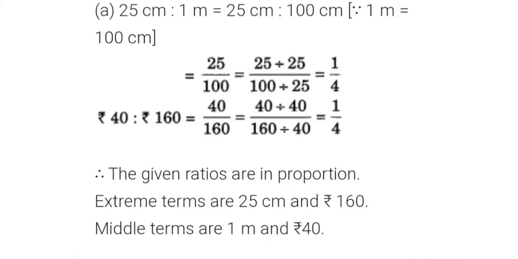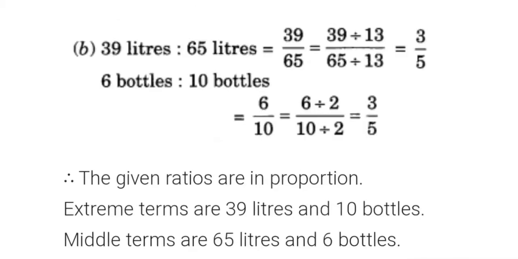It means the extreme terms are 25 centimeter and rupees 160, and the middle terms are 1 meter and rupees 40. Those terms which are in the middle are called the middle terms, and those terms which are outside, means the first one and the last one, are called what? Extreme terms.